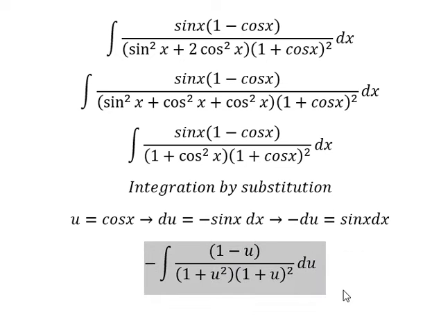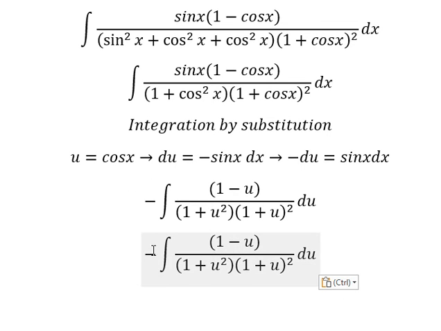Next, the negative will change the sign of this one.